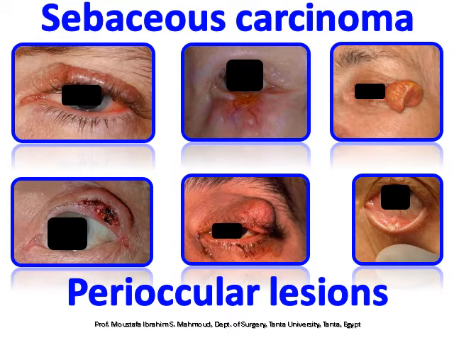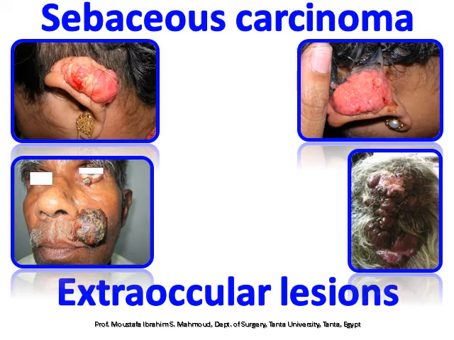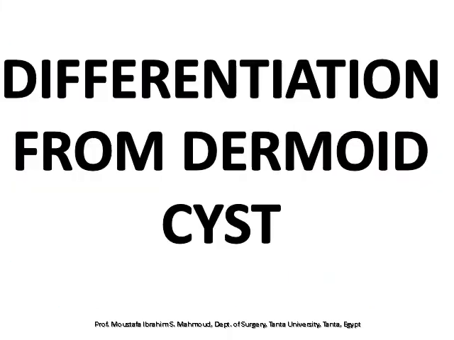Sebaceous carcinoma, periocular lesions. Sebaceous carcinoma, extraocular lesions. Differentiation from dermoid cyst.